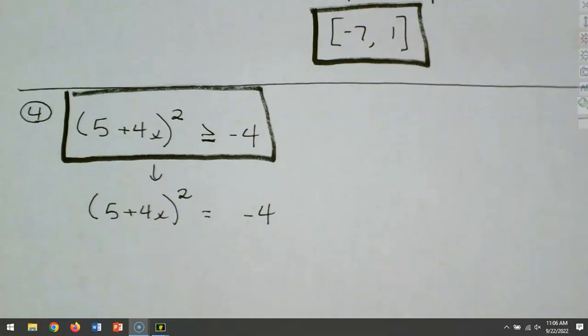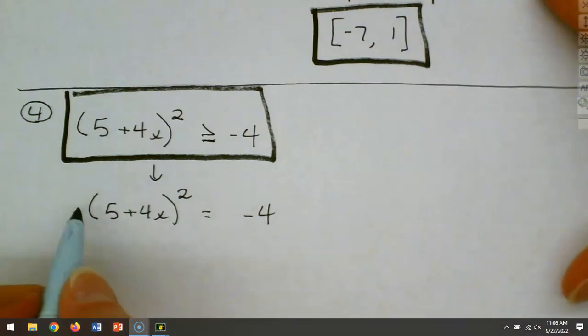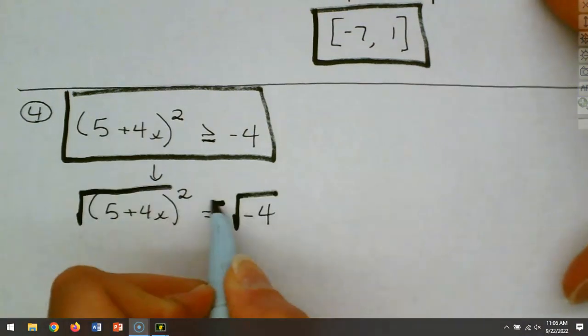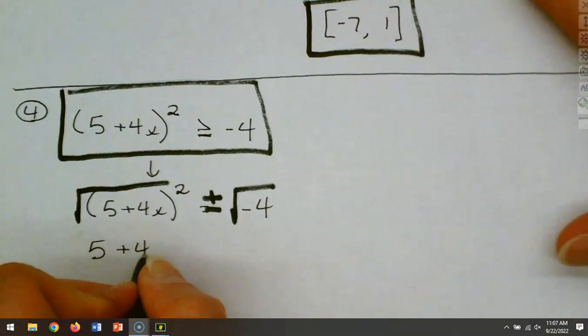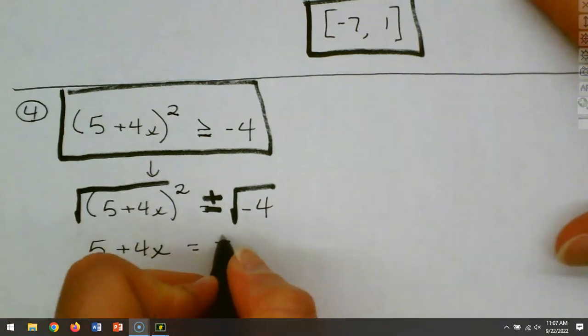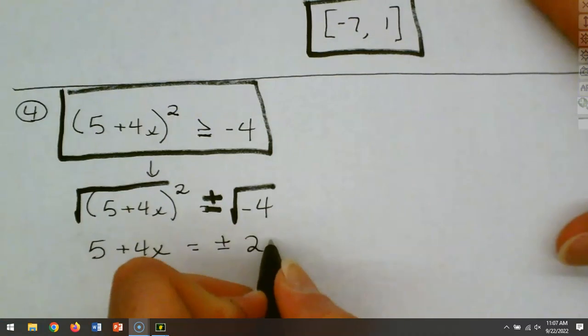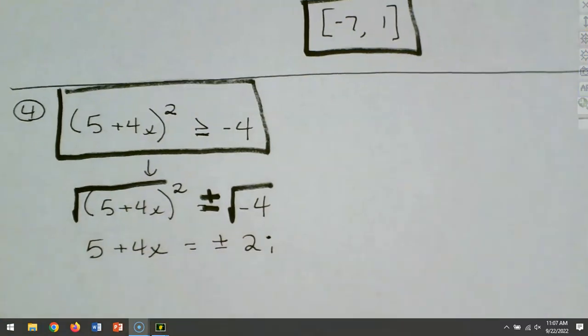Okay, how would you solve it? What technique would you use? Square root property. We've learned all the techniques and used them numerous times. Plus or minus now. And that gives me 5 plus 4x equals plus or minus 2i, right? Okay, now, what is the problem here? Can we put imaginary numbers on the number line? Can i's go on the number line? No. Okay? So this is either going to be true, meaning everything, or false, meaning nothing.